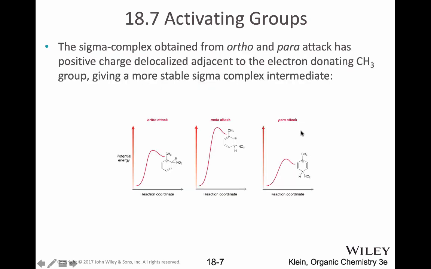What that means is that the sigma complex for the ortho and the para intermediates are more stable, lower in energy than the sigma complex of the meta intermediate, meaning that the rate to get here is easier, and so you form more of those products.